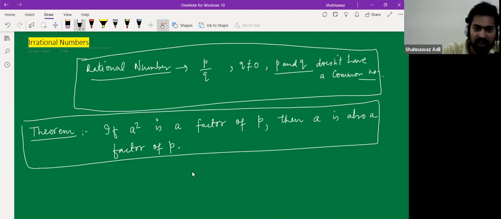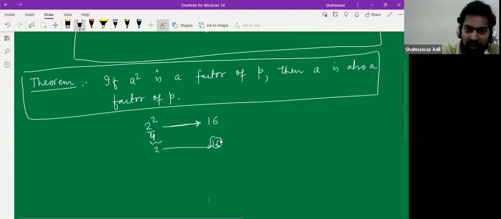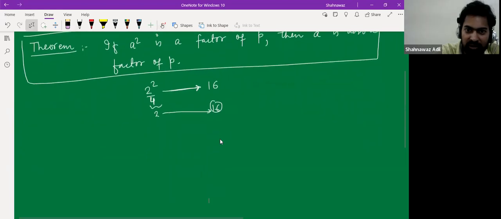Let's say, for example, 16. So let's say 2 square divides 16. 2 square is 4, so 4 divides 16, right? So 2 should also divide 16. So this is the theorem. Understood?